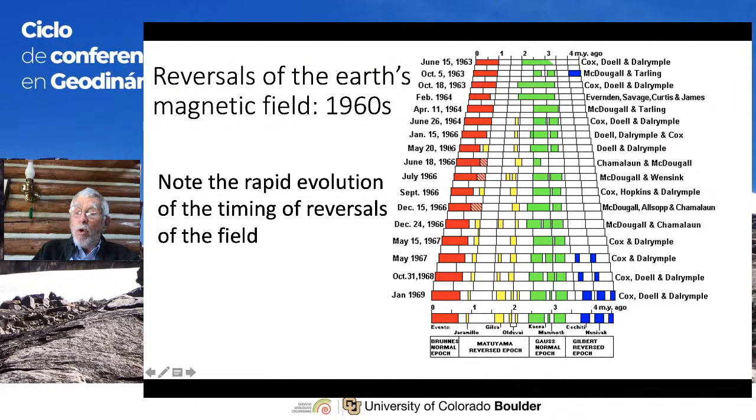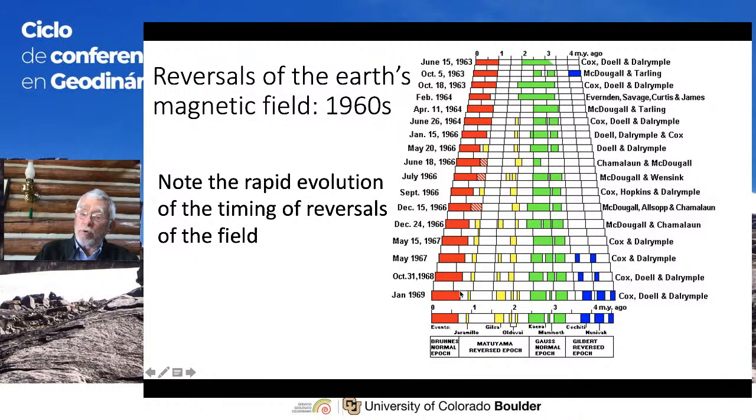Back in the 60s, it was only in the early 60s that the idea or the evidence that the Earth's field reversed polarity came into existence. And this is a plot showing geologic time on the horizontal: the present, 0, 1 million years ago, 2, 3, 4 million years ago. And this is how this evolved with papers that were published over the years from 1963 to 1969. There's a rapid evolution of what you see. When it was first discovered, the possibility that the field reversed itself periodically on a 1 million year interval was plausible. By the time we got to 1969, many more reversals had been discovered.